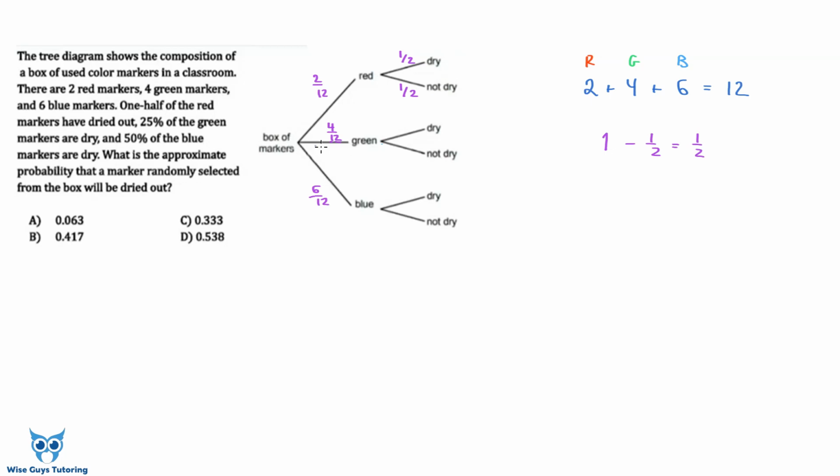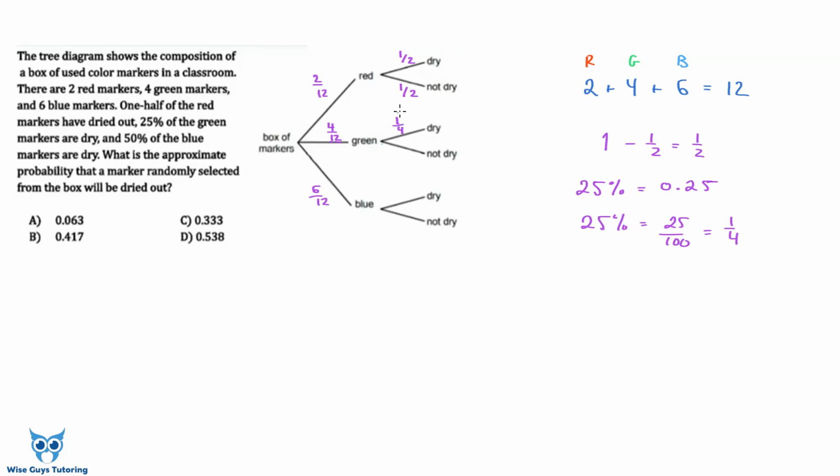Now let's try this green color. So it says 25% of the green markers are dry. I don't know if you can turn this into a fraction, I'll show you what to do. If you want it as a decimal, you simply divide by 100. So you get 0.25. And if you want this to be a fraction, you can also say that 25% means 25 over 100. And if we simplify that a little bit, you get 1 over 4. So I'm going to go ahead and put that the dry ones are 1 over 4.